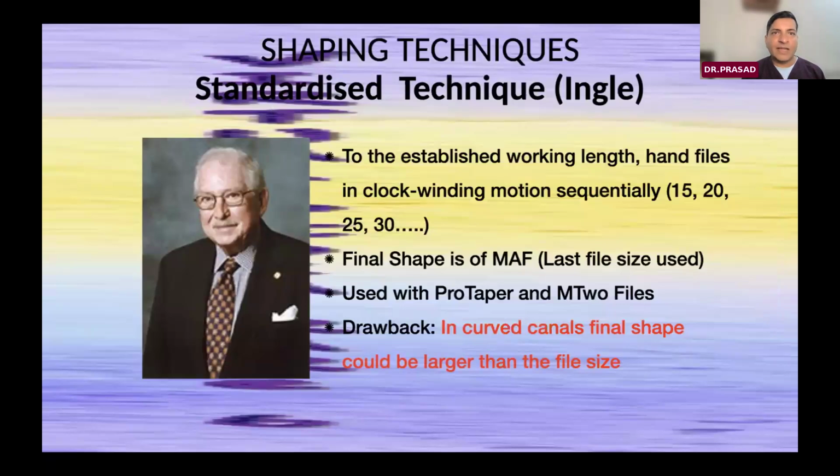Now, there are shaping techniques. The first shaping technique is called the standardized technique, which was introduced by the great endodontist Dr. Engel. It is to establish working length, then use hand files, normal K files or H files, in clockwise winding motions from 15 to 20, 20 to 25, 25 to 30. And 30 is the end size which is required in terms of the apical preparation. The final shape is the master apical file, which is the last file used with this. The same technique can be used with ProTaper files or M2 files. The drawback is in curved canals, final shape could be larger than the file size, and that is because of the stiffness of the files.